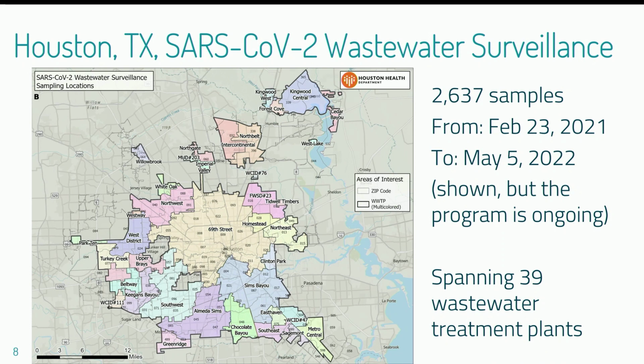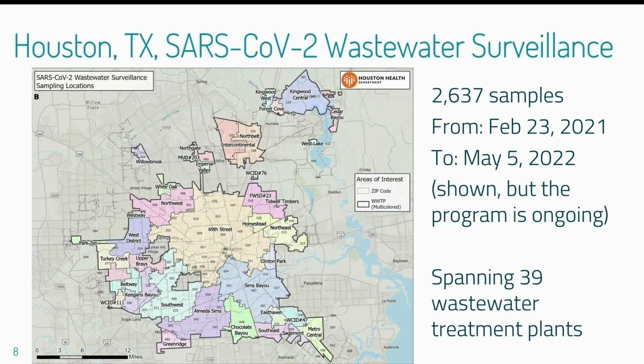The data I'm about to show is from the Houston Wastewater Surveillance Project, done in partnership with, and actually spearheaded by, the Houston Health Department. The data will be shown basically between February of 2021 and May of 2022.